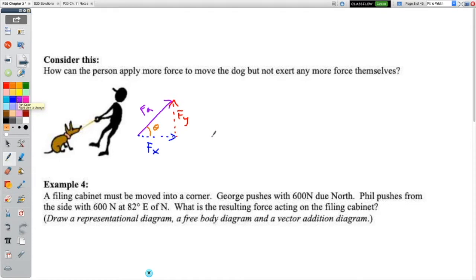So if we make it smaller, I'm not going to make FA any bigger. It's going to be the same size. I'm going to at least try to draw it that way. So that's still the same force applied. But we'll notice now when I draw the x component of the force applied, it's grown a bit.